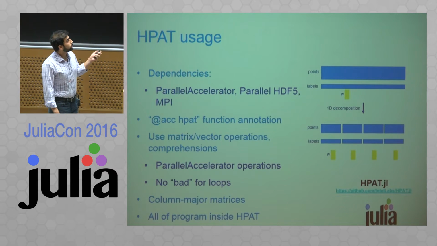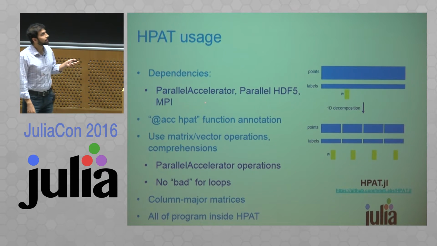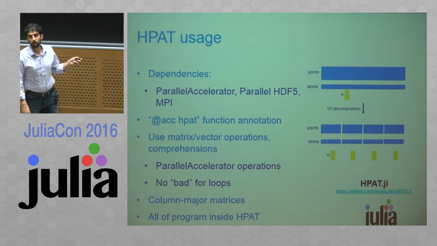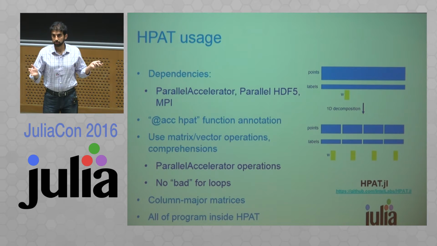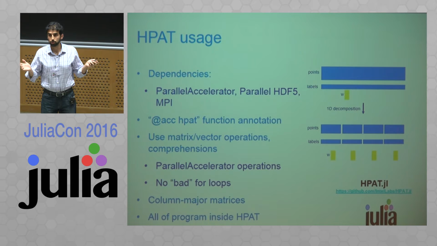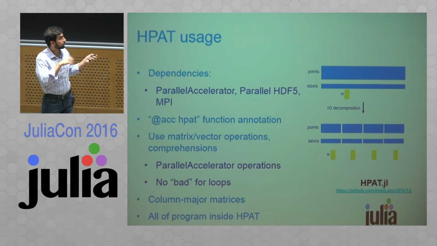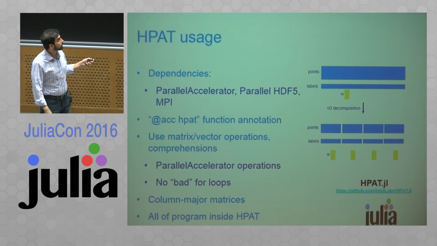So how should we use HPAT? The dependencies are ParallelAccelerator and the parallel HDF5 library. Remember, if you are installing it on Ubuntu, it's different from the normal HDF5. You have to say sudo apt-get install parallel HDF5 when you're setting up your system. And you need MPI, which is easy to install.